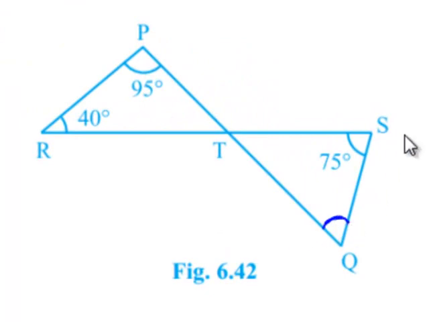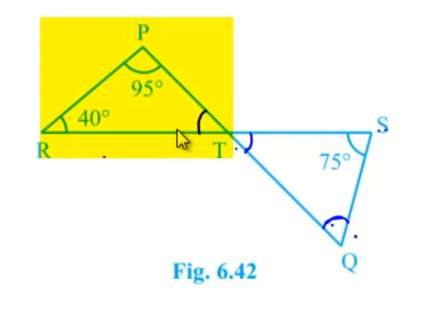In order to find angle SQT, if we can find the value of STQ, it will be easy, as STQ forms a triangle. And in order to find angle STQ, if we are able to find PTR, then it will be easy, as STQ and PTR are vertically opposite angles and those will be equal. And it is easy to find the value of PTR, as in triangle PTR, angle P and angle R are given.